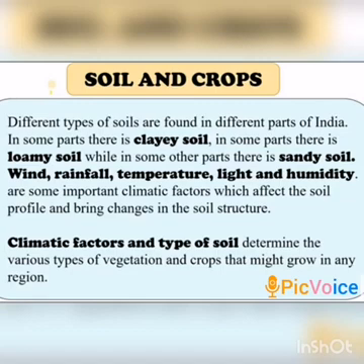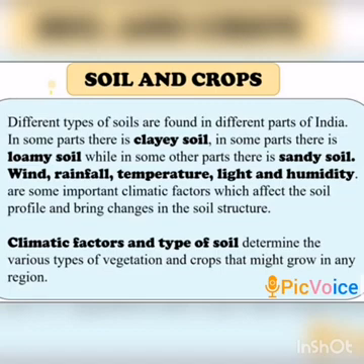Okay children, in this class we are going to learn about soil and crops. Already we know that different types of soils are found in different types of places. In our country also, there are different types of soils. In some parts, there is clayey soil. In some parts, there is loamy soil. While in some other places, there is sandy soil. Different places have different types of soil.